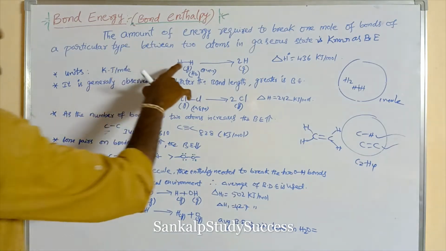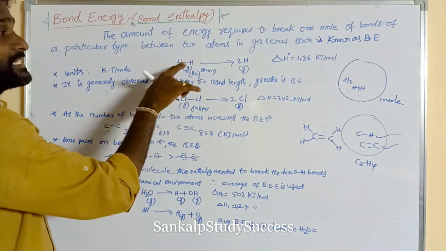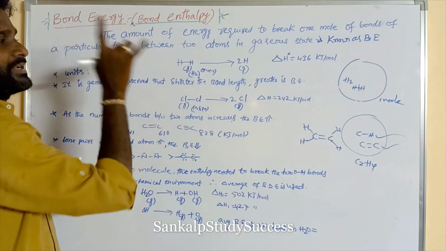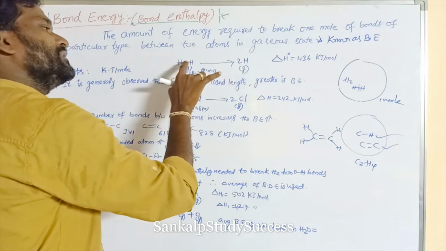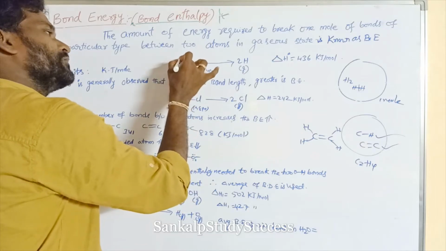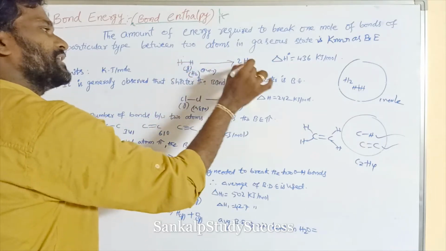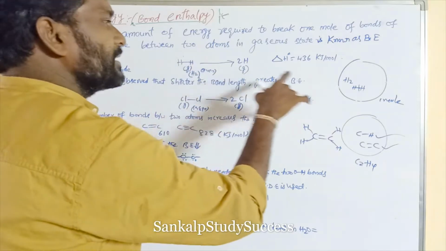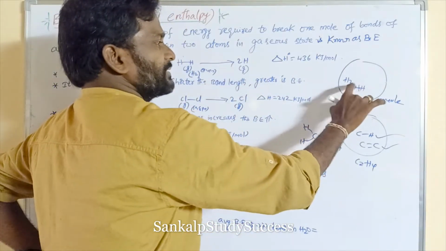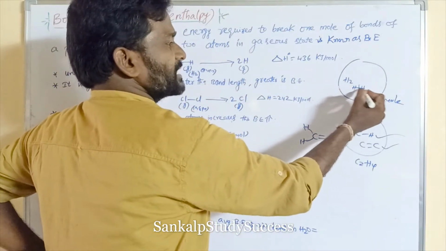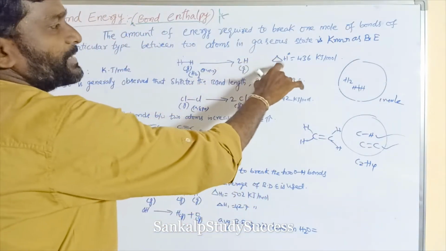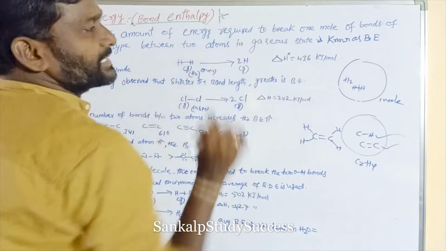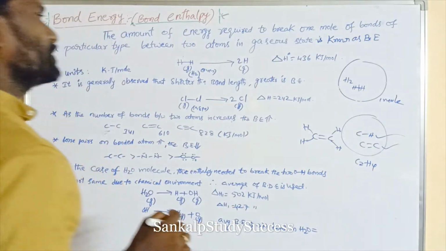Suppose this is the H2 molecule, present in gaseous state. Some amount of energy is required to break this H-H bond. When the bond is broken, it converts into 2 H atoms, also present in gaseous state. How much energy is required? 436 kilojoule per mole.